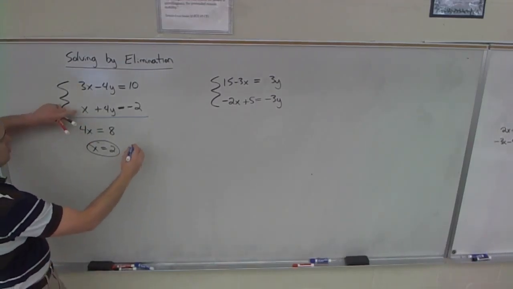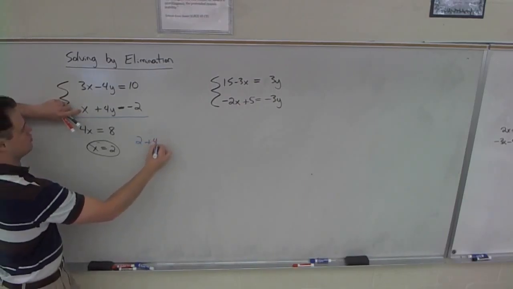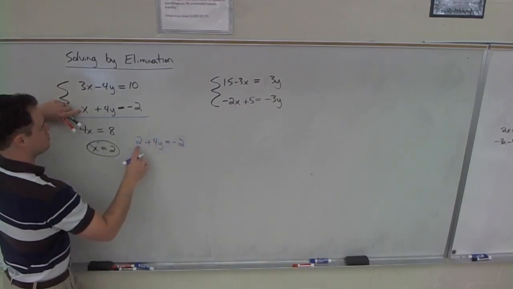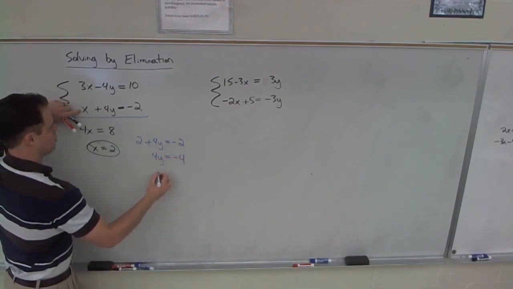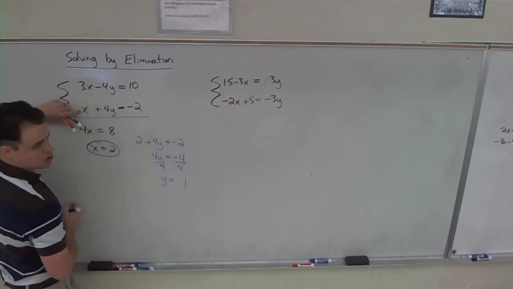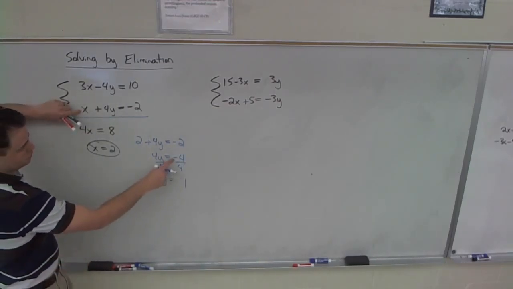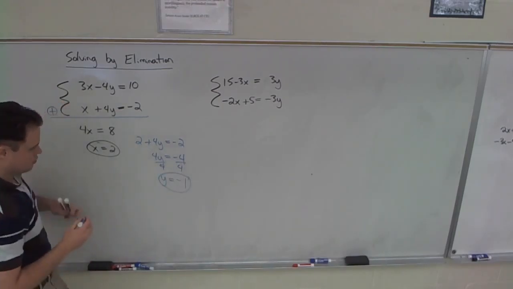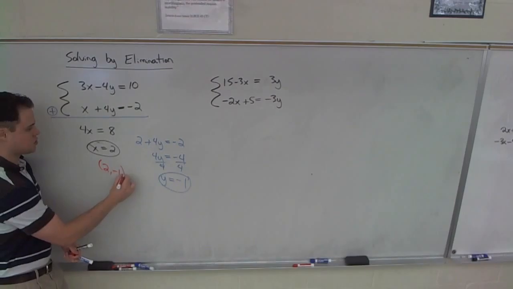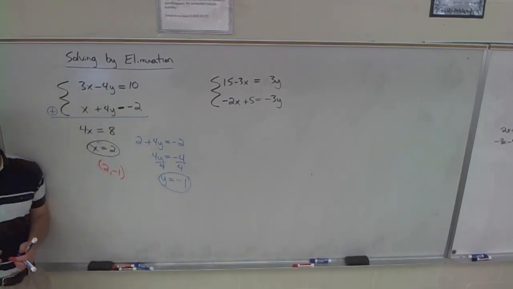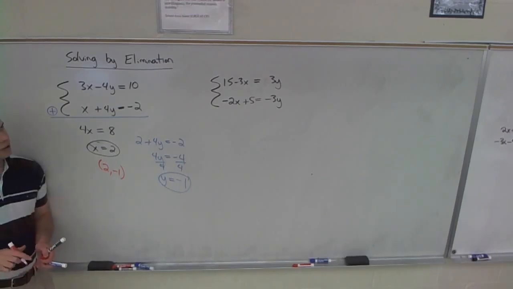Let's see, I'll get 2 plus 4y equals negative 2. Subtract. Divide. Positive 1. Negative. So we'd write the solution to this system: these 2 lines must cross at that spot. That'd be the x marks the spot for this one. All right. We could confirm that by graphing or anything else.